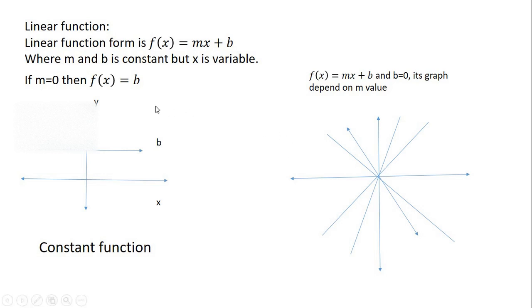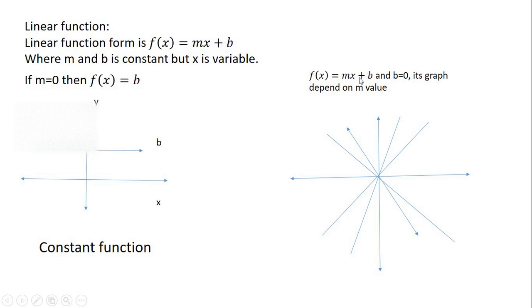Linear function equals mx plus b. m and b are constants, just like 1, 2, 3, any number, but x is the variable. Suppose m equals 0, then f of x depends on b, because 0 into x plus b equals b. So our function value is b. So it has a straight line at the point b. It may be 2, 3, any number.